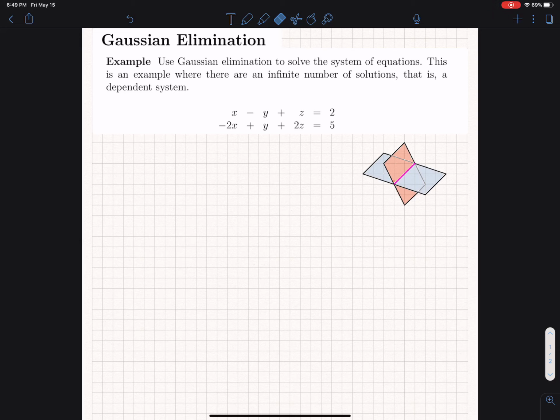Here we're going to solve a system of equations where you have three unknowns, but only two equations. One way we can visualize this is that each linear equation represents a plane in 3 dimensions, and when they intersect, they intersect at a line. So there's not one point that's a solution. Our solution is going to be a line. So there's an infinite number of solutions, and this is called a dependent system.